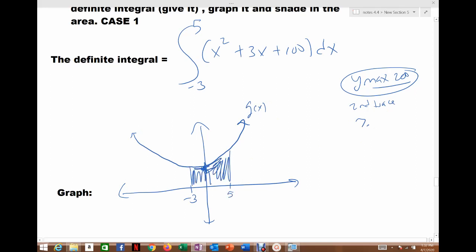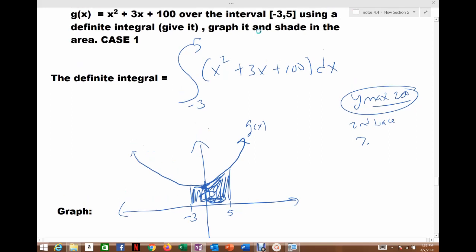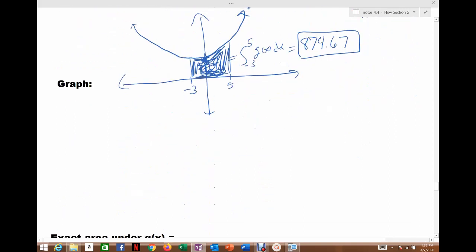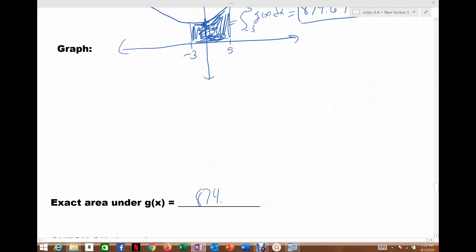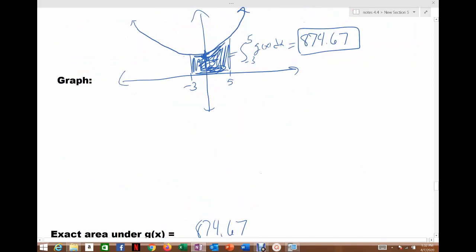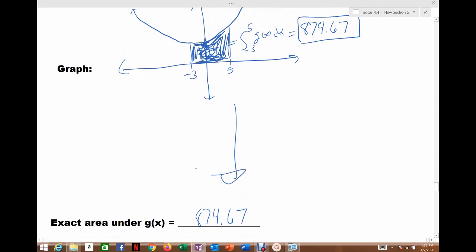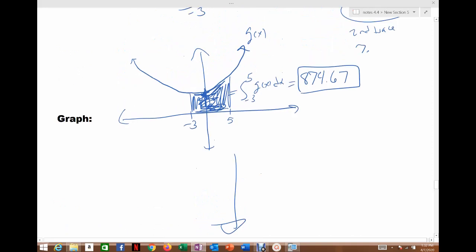Alright. That's what we're asking for. Graph it and shade it. Well, the calculator does the work for you. It graphs it and shades it, and it tells me the integration of this function from negative 3 to 5, that shaded area, came out to be 874.67. Alright, and that was the answer for the area. Alright, the area under my curve is 874.67. Alright, based on my integration. And I know it's the area because the function is positive everywhere it's shaded in. This is exactly what the area is, and the calculator shows me that.